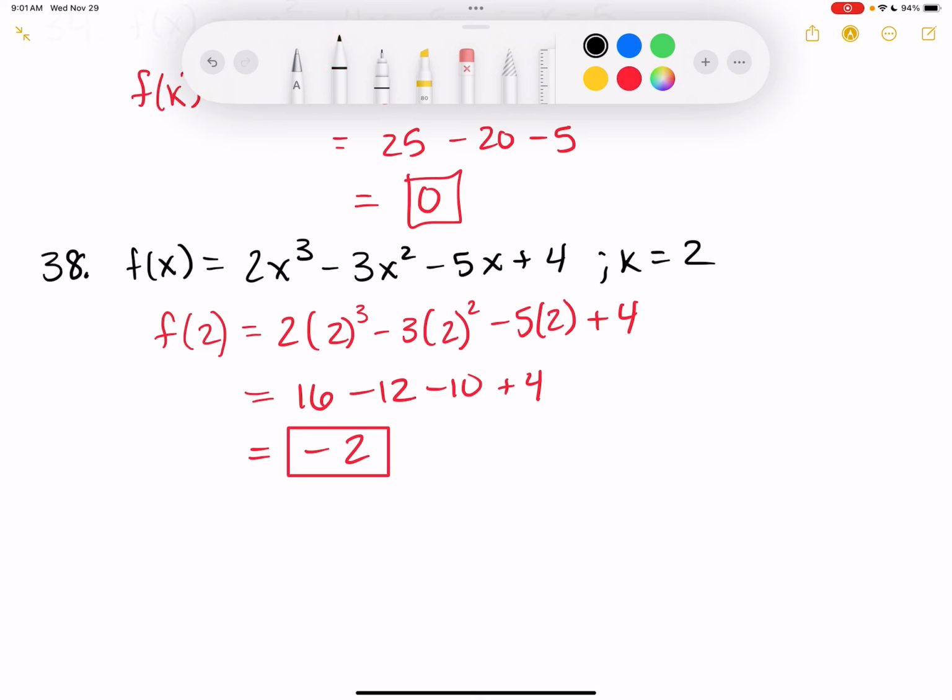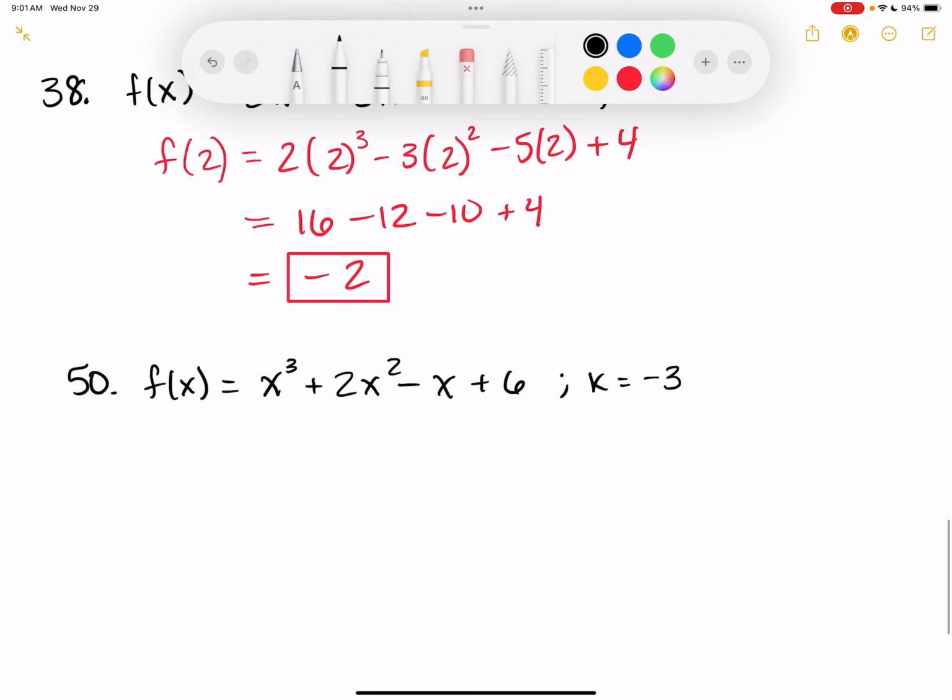So 50. f of x is equal to x cubed plus 2x squared minus x plus 6. And k is negative 3. So I'm back to synthetic now. So I just plug in k exactly. So that's negative 3. Still looking if any terms are missing, I've got to put the 0. In this case, no terms are missing, so I'm just writing them in. So 1, 2, negative 1, 6.